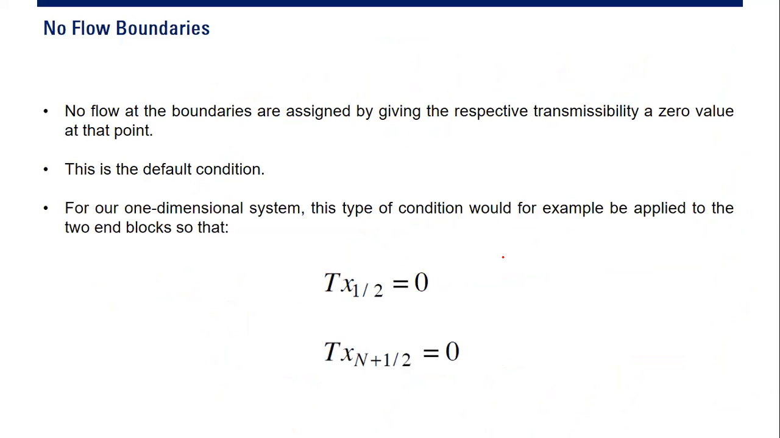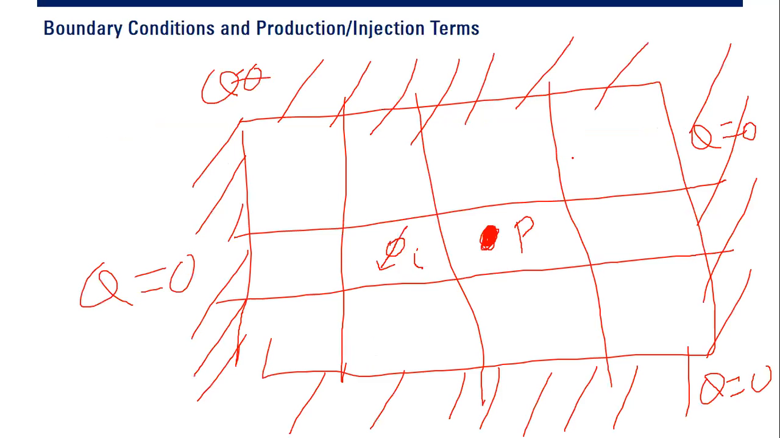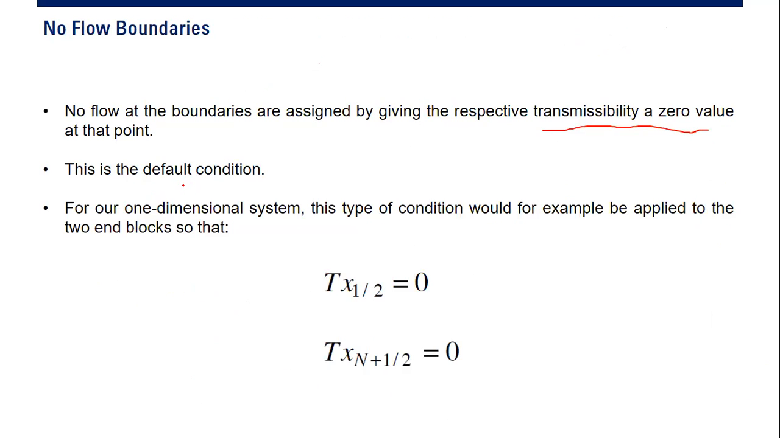Now we talk about no flow boundaries. No flow at the boundaries are assigned by giving respective transmissibility a zero value at that point. So for a no flow boundary in simulation, we can use transmissibility equals to 0 here. Transmissibility equals to 0. No transmissibility. That's why we have no flow boundary. This is the default condition.